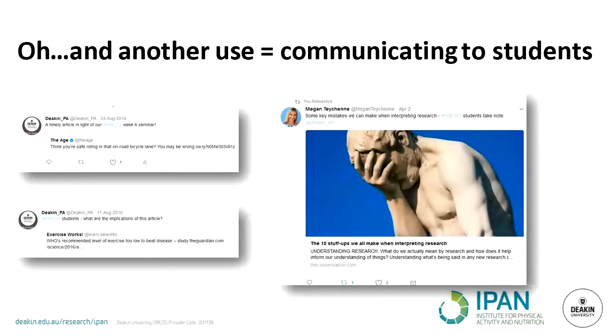Another one was hashtag HSE316 students. What are the implications of this article? And as you can see, it was an article based around what I was just speaking about, the exercise recommendations potentially being too low. And then over on the right-hand side, we can see my HC 203 students. So this was a different unit. This was exercise behaviour.